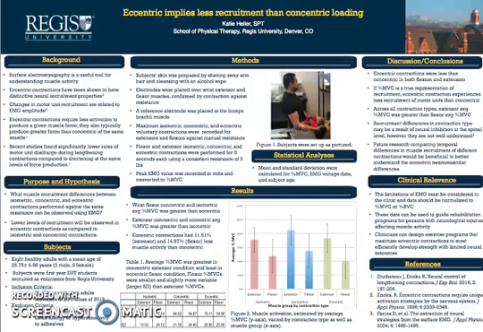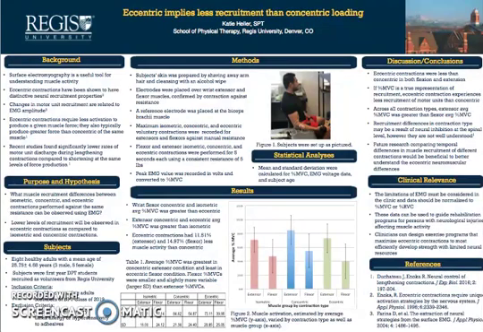I hypothesized that lower levels of recruitment would be observed in eccentric contractions compared to isometric and concentric contractions. 8 students from Regis University's class of 2019 Doctor of Physical Therapy program were recruited for the study. Any students with upper extremity injury or latex allergy were excluded from this study.